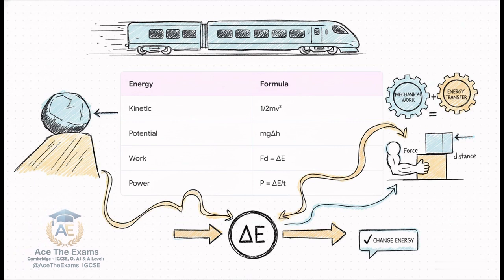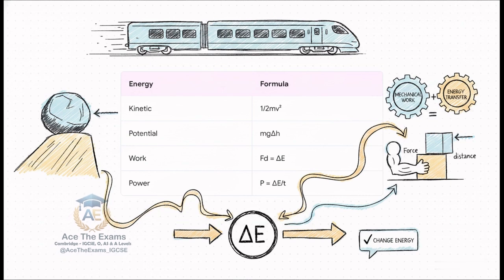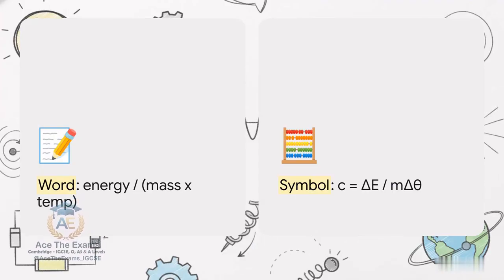Okay, now look incredibly closely at the work done equation derived straight from the sheet right here. Work equals force times distance, which equals delta E. This brilliantly proves that mechanical work and energy transfer are essentially two sides of the exact same coin. Whenever you do work, you literally change energy. Simple as that.